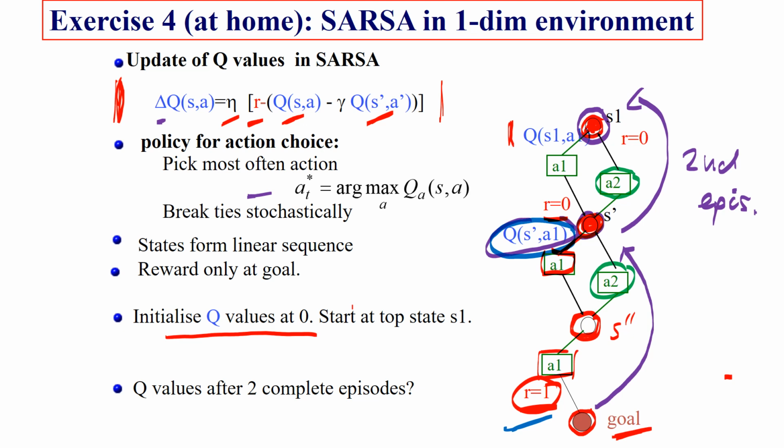So with this SARSA algorithm, information flows back slowly. If you have only a reward at the end, it flows back 1 step at a time per episode.